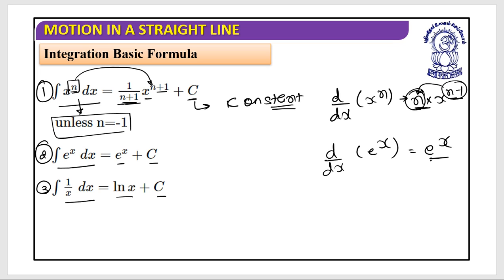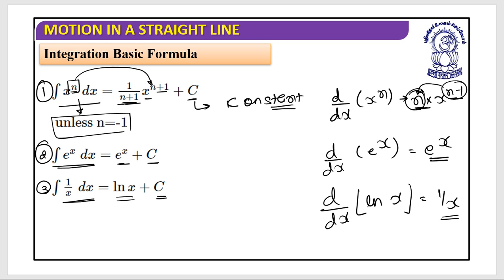Yes, it is e to the power x only. Even in the integration of e to the power x dx, it remains the same. It is e to the power x plus c. What was d by dx of ln x? Yes, it is 1 by x. Now look at this completely reverse function: integration of 1 by x dx is ln x plus c.